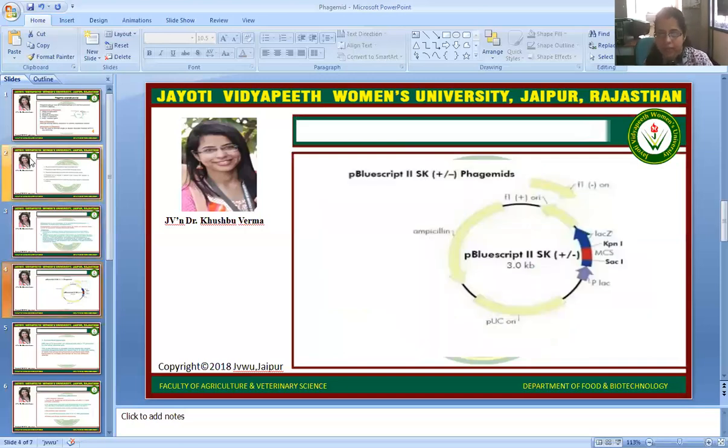This is the flow diagram of pBluescript II SK positive negative phasmid. Here we can see the ampicillin resistance gene and the origin of replication for the pUC vector. It has a lacZ region. In the lacZ region, there will be a multiple cloning site. pBluescript II SK will be around 3 kilobase pairs in length.